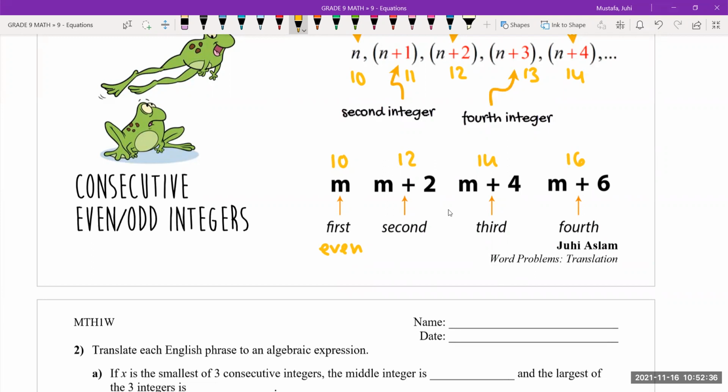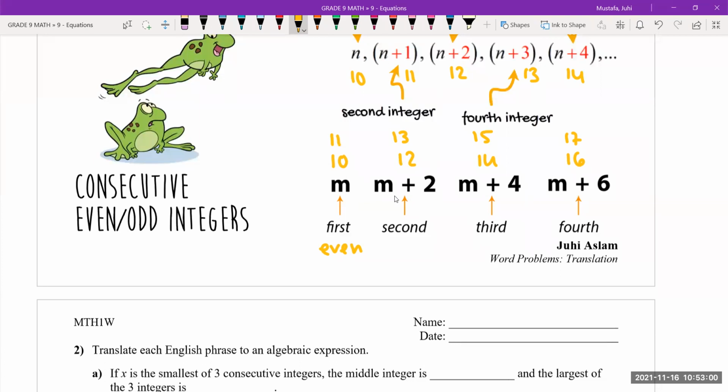But you can use the exact same thing for odd. Just because it's odd doesn't mean it's going up by 1, 3, and 5. No, it's still going to go up by this. Let's say your first odd number was 11. Then the next one would be 11 plus 2, which is 13. Then it would be 15, and it would be 17. Okay, so even if it's even or odd, it doesn't matter. Your first number is always a letter. Then the next one is m plus 2, m plus 4, and m plus 6.